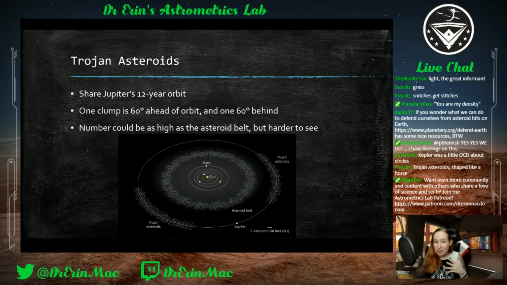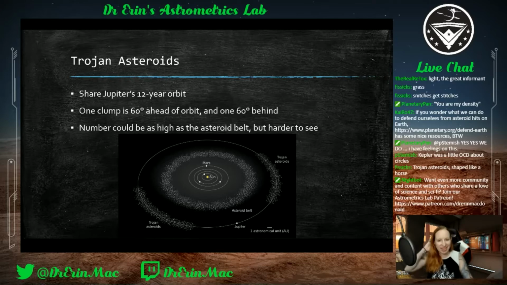And there could be as many Trojan asteroids as there are actually asteroids in the asteroid belts. But these ones are out in Jupiter's orbit about once every 12 years. And you have about 60 degrees ahead and 60 degrees behind. So really, really cool objects. Again, similar to the asteroid belt, but they're a little bit darker, a little bit more carbon, and then again, they orbit out at Jupiter's orbit. So good stuff there.